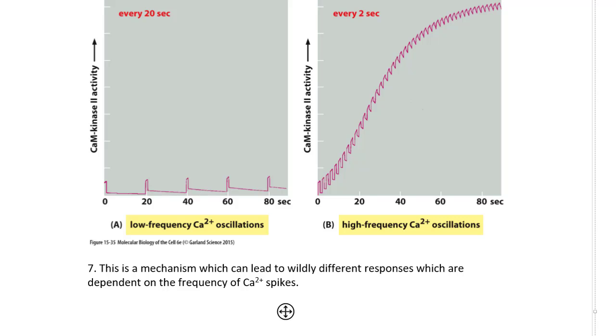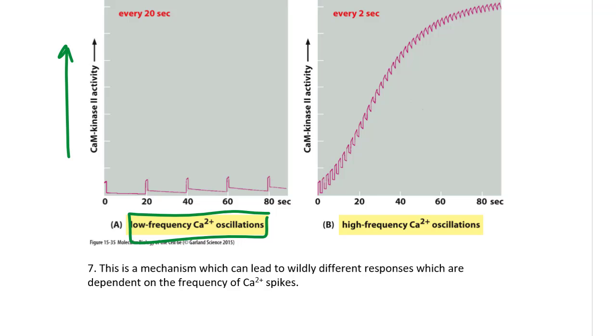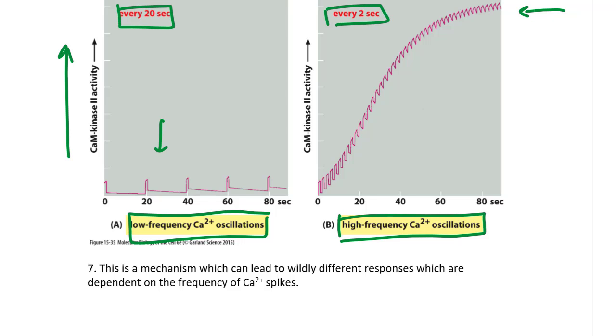So the y-axis here is CAM kinase 2 activity. And if you have a low frequency of calcium spikes, you have very little CAM kinase 2 activity, as being shown in this graph here, right? And if you have a high frequency of calcium spikes, you're going to end up having very high levels of CAM kinase 2 activity. In this one, every 2 seconds you have a calcium spike, and in this one, every 20 seconds, okay?